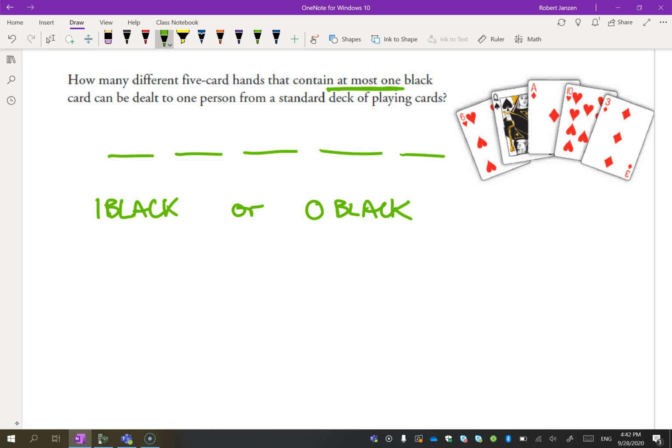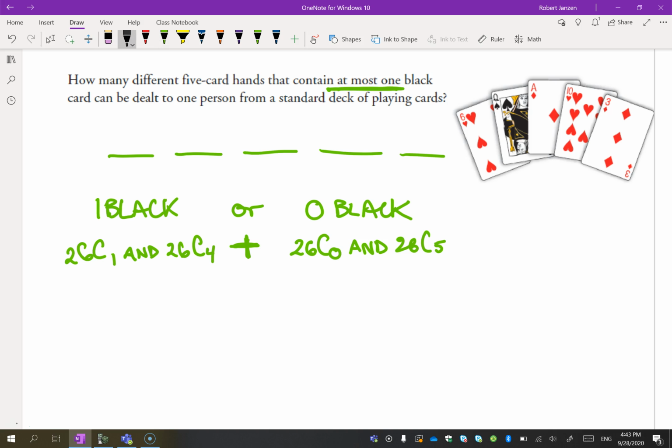All right, if I want to put 1 black card, how many ways can I pick 1 black card? That's 26 choose 1. Right, there are 26 black cards in the deck, and I'm going to choose 1. And I have to choose 4 red ones. So there are 26 red ones to choose. I'm going to choose 4 of them. Or, which is a plus sign, how do I do 0 black? Well, you could say 26 choose 0. 26 choose 0 is just 1. So multiplying by 1 won't change anything. What we want to know is how many ways can you choose 5 from 26 red.